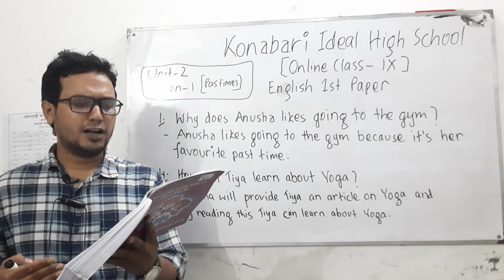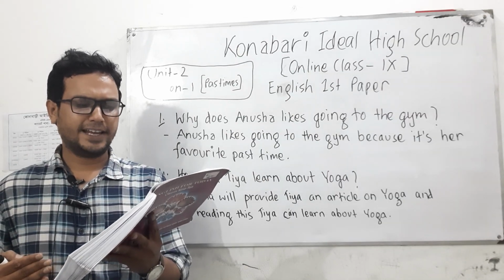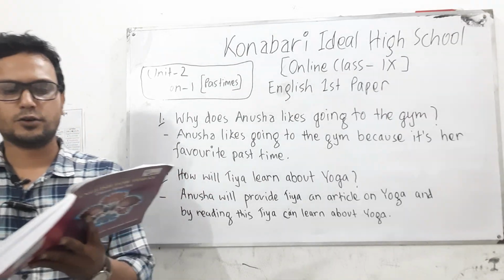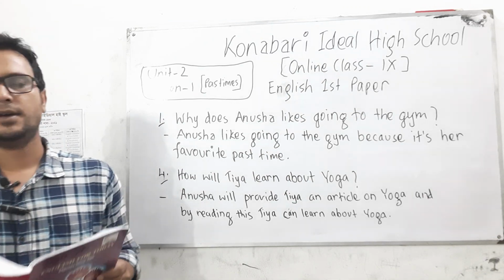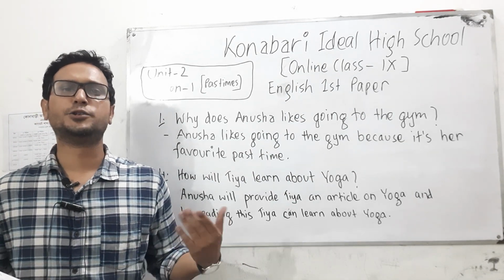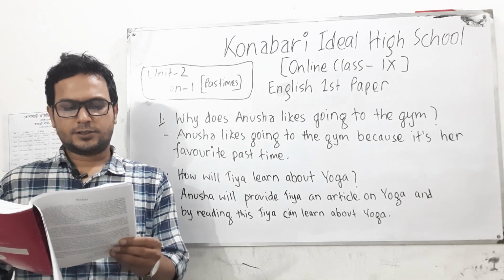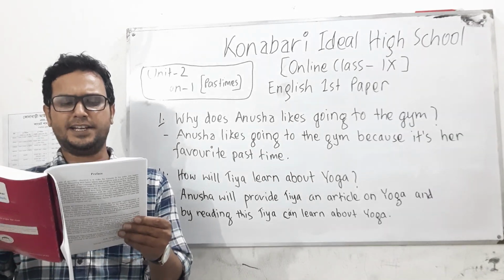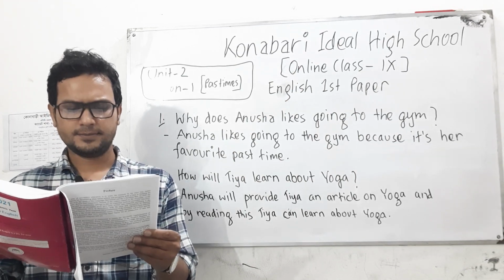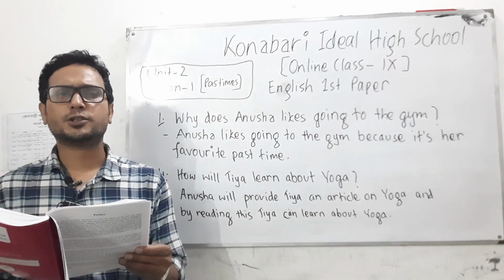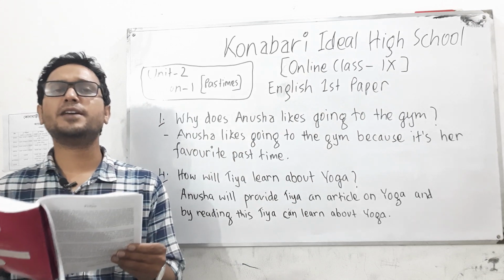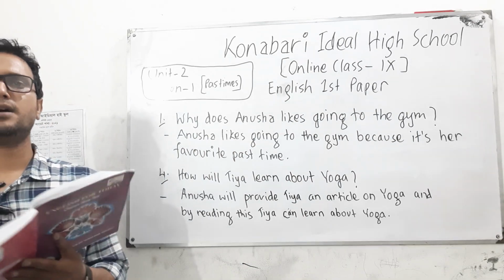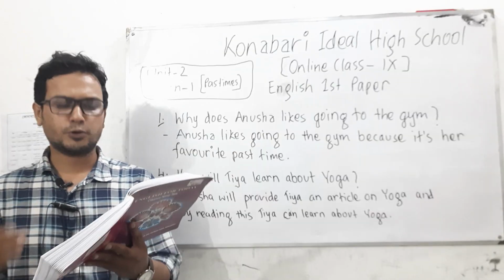In reply, Anusha says, "Not exactly, Tia. I'm great because I'm just coming back from the gym." Gym means a place where you can do exercise. Tia asks, "Do you go to the gym regularly?" Anusha said, "Yes, I do. I go twice a week." Twice a week means সপ্তাহে 2 দিন. "It's one of my favorite pastimes." এটা আমার সবচেয়ে প্রিয় অবসর সময়.